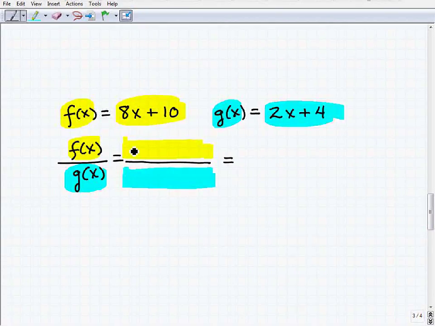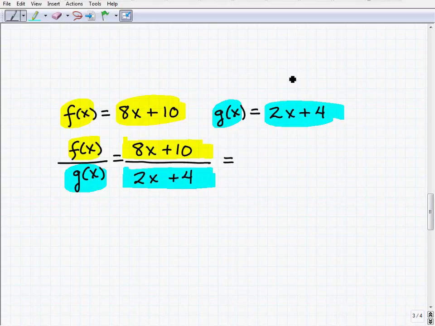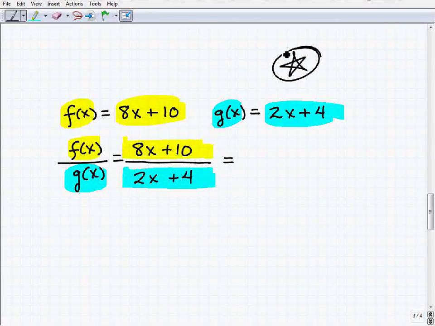All right, so f of x is 8x plus 10. g of x is 2x plus 4. Here's another major pitfall where students often go wrong. This, 8x plus 10 over 2x plus 4, is what we call a rational function. Actually, I'll tell you what, hold off one second. Go ahead and simplify this result.